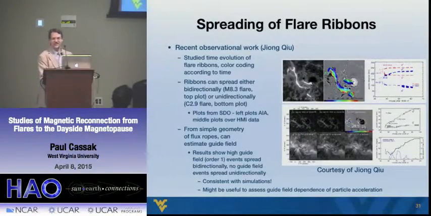And the other really neat thing that she's been able to figure out is from the structure of the ribbons, or not the ribbons, but the loops, the post flare loops, just from looking at what angle they're at, you can sort of estimate what the strength of that guide field is compared to the reconnecting part. And it turns out that the one here that spreads bidirectionally has a significant guide field, the same order of magnitude as the reconnecting field. And this one doesn't really have much of a guide field. So it's kind of an amazing application, I think. And it really agrees with the theory as well. So again, I think there'll be some really neat future work on this subject.